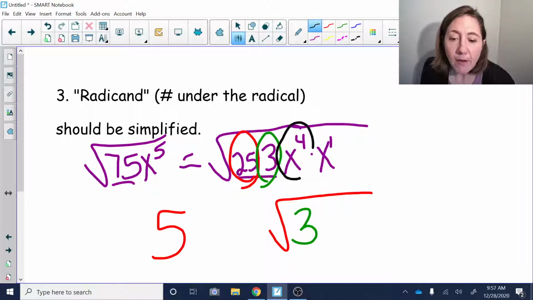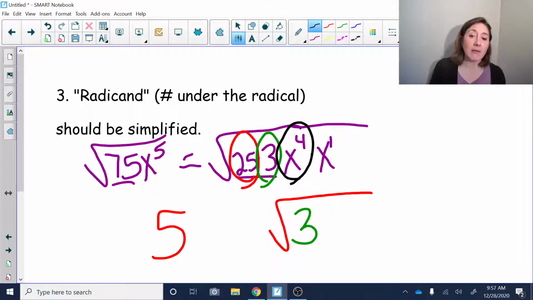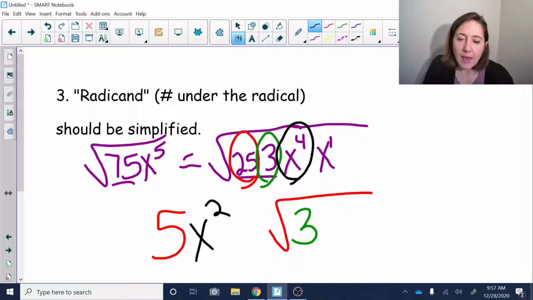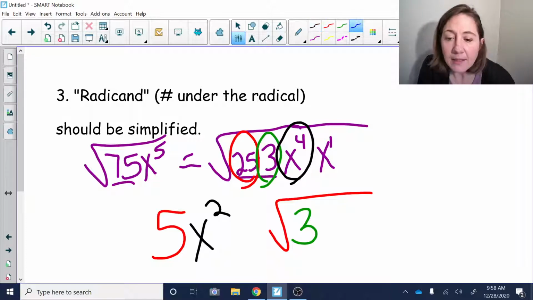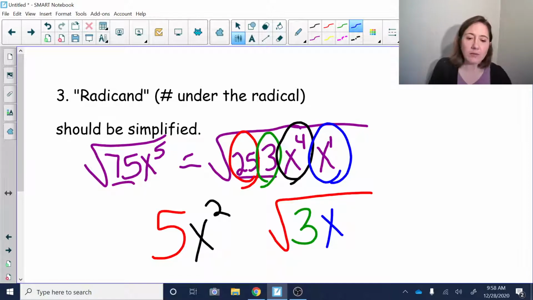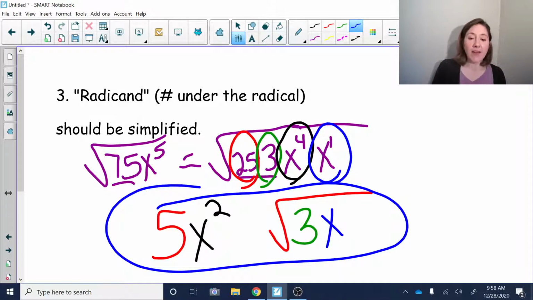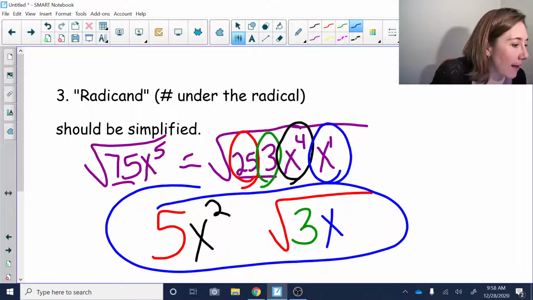Then if I have the square root of x to the 4th, that would be x squared, because x squared times x squared gives you x to the 4th. And then this x that I have here, it doesn't square root nicely, so it's going to stay inside. So this would simplify. I probably should write those terms a little closer together, but it would be 5x squared radical 3x. That's what that simplifies to.